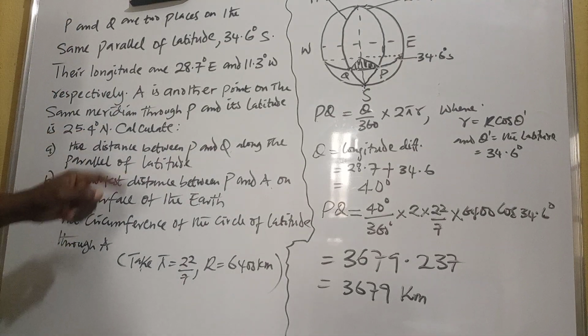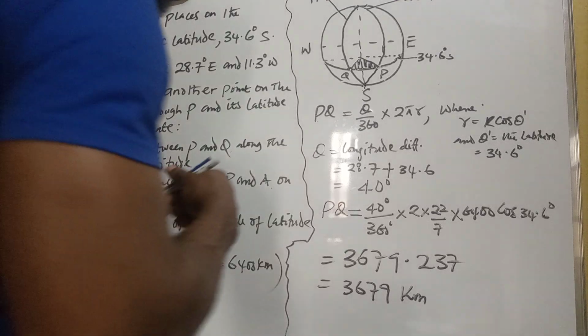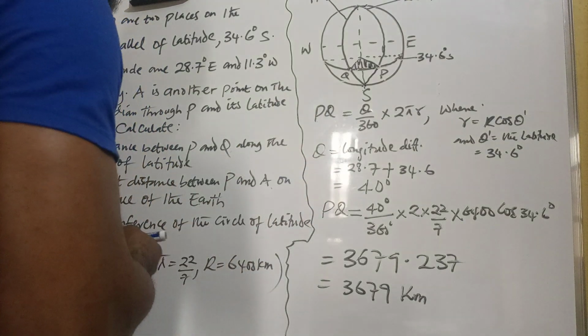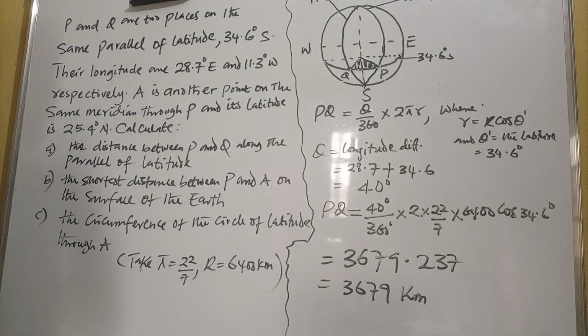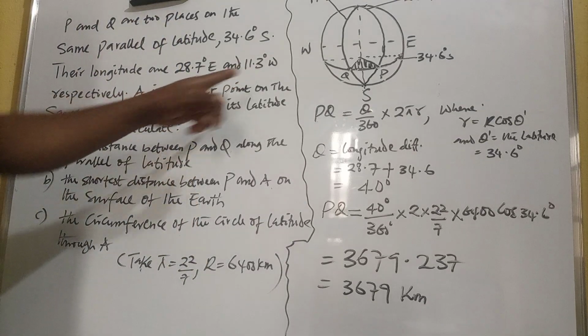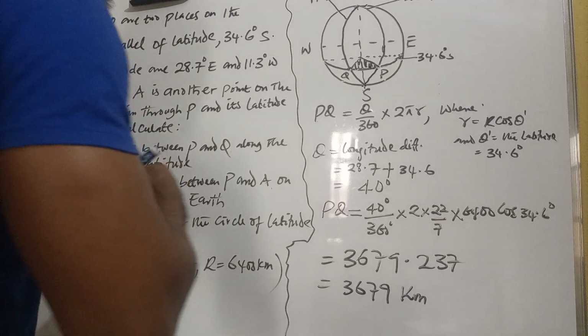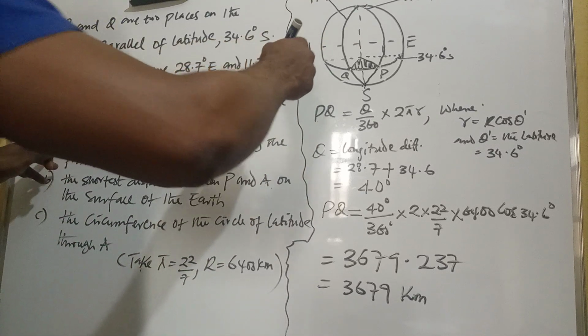The second one is the shortest distance between P and A on the surface of the Earth. Now, where is my A? They say A is another point on the same meridian through P. So A is on the same meridian through P.